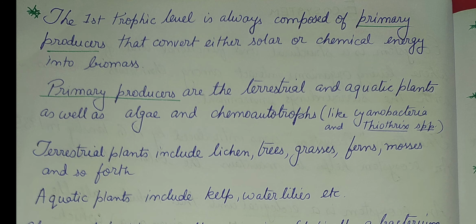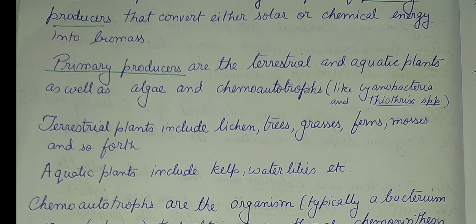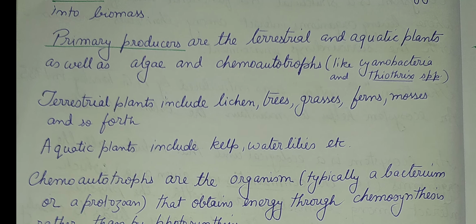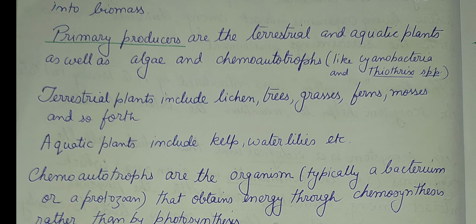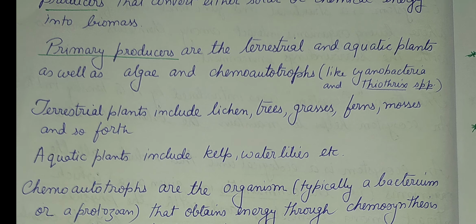They are the primary producers. Generally, these terrestrial plants are the main primary producers, contributing much in the form of lichens, mosses, trees, grass, ferns, and so on. Some aquatic plants are also there, like kelp, water lilies, water hyacinth. Okay, so they are the primary producers.